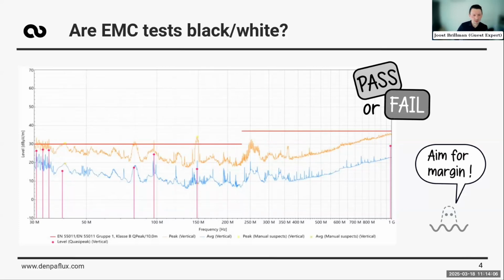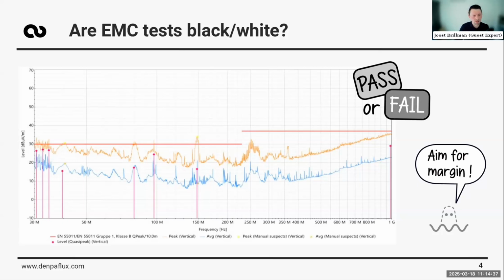If you perform a test, the outcome is always a pass or a fail, but that information alone doesn't tell you anything about the margin you have. So you can fail with 1 dB, or you can pass with 1 dB margin. The outcome pass or fail alone doesn't tell you anything about it. So it's always very interesting and meaningful to really read those results.